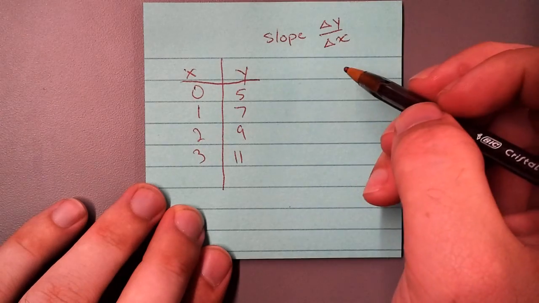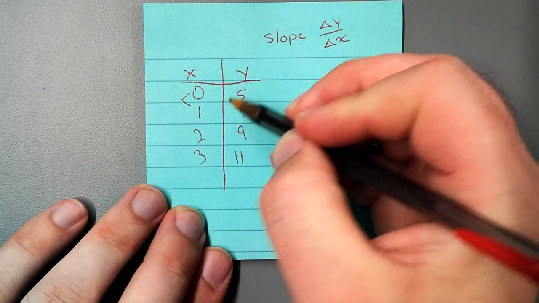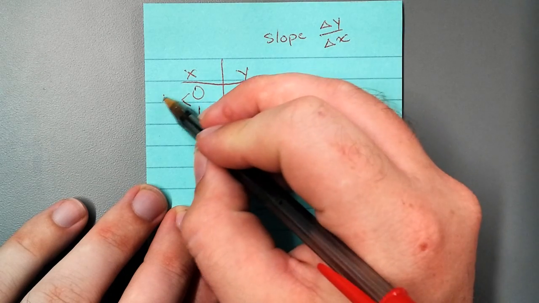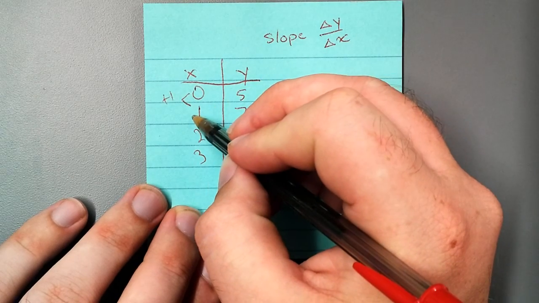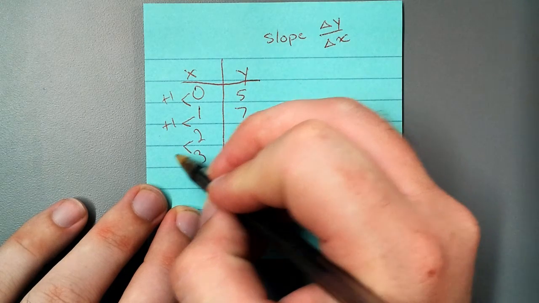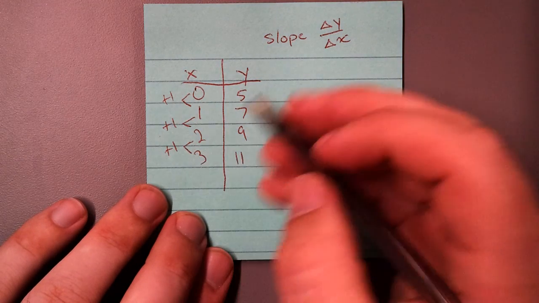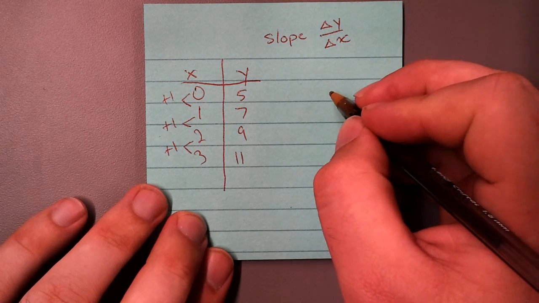So let's look at our x's first. How much does it change going from 0 to 1? It goes up 1, right? How much does it change from 1 to 2? It goes up 1 more. From 2 to 3, it goes up 1 more. So our x value, which is the bottom of our fraction, is just going to be 1.